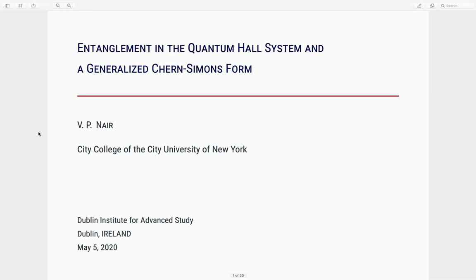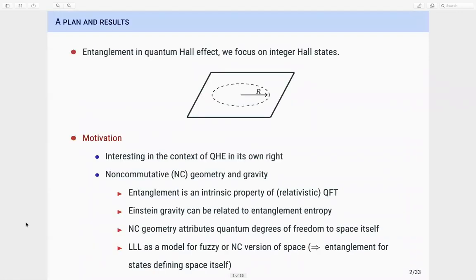As the title indicates, I'm going to talk to you about entanglement in the quantum Hall system and a generalized Chern-Simons form. So let me start by explaining what the problem is. The quantum Hall effect, as we all know, is a very interesting and important thing. Over the last 35 years or so, it has produced a lot of different results, interesting both mathematically and from the physics point of view. And what we want to do is to look at entanglement in the quantum Hall system.